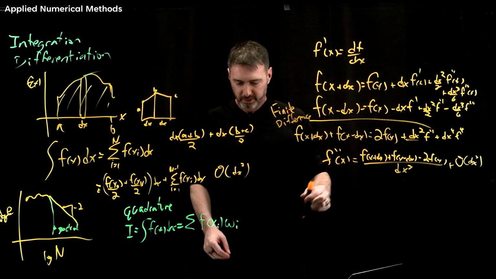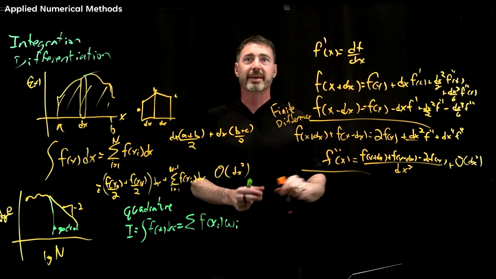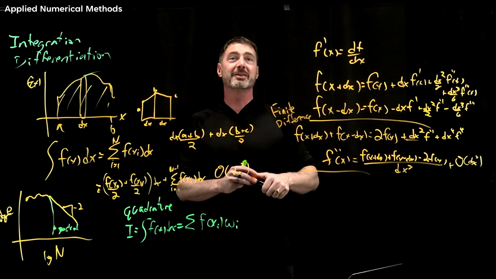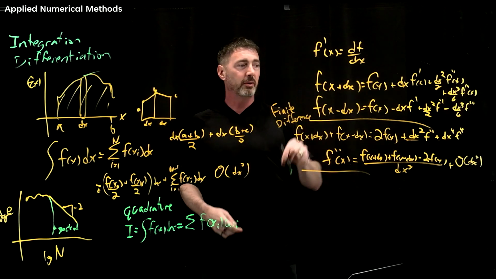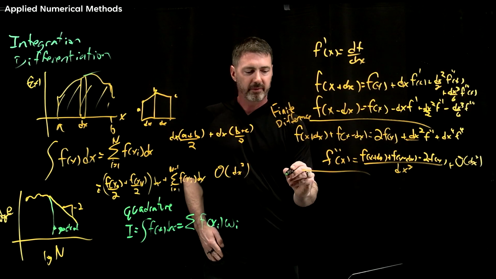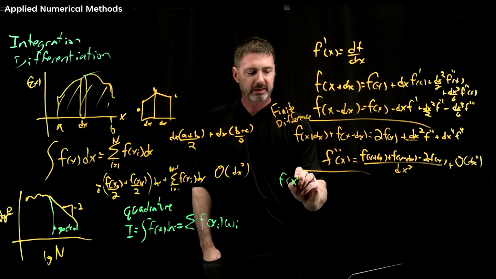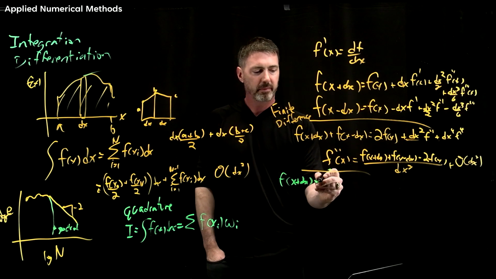All right, now in green, I'm going to come back here and do what I meant to do first, which is subtract the two equations. Okay, so that gives you a second derivative. If I subtract these two equations, we will then have f of x plus dx minus f of x minus dx.